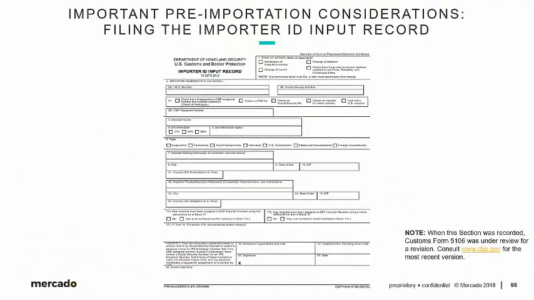This has to be presented to CBP upon the first formal entry made by an entity or a person. And we know that a formal entry is in excess of value of $2,500. That's the first step. That's the first pre-importation consideration that we'll look at. We're going to see some more in just a bit.